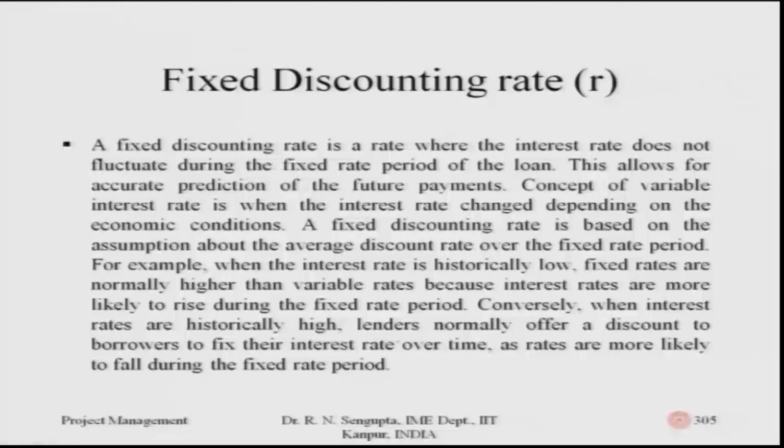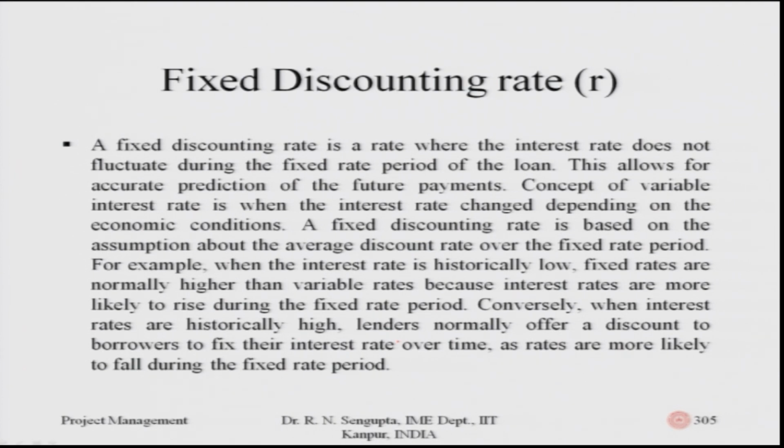So, as written in slide 305, a fixed discounting interest rate is a rate where the interest rate does not fluctuate during the fixed rate period of the loan. If you remember, I consider R as fixed, and in the table also. This allows for accurate prediction of the future payments. The concept of variable interest rate is when the interest rate changes depending on the economic conditions.